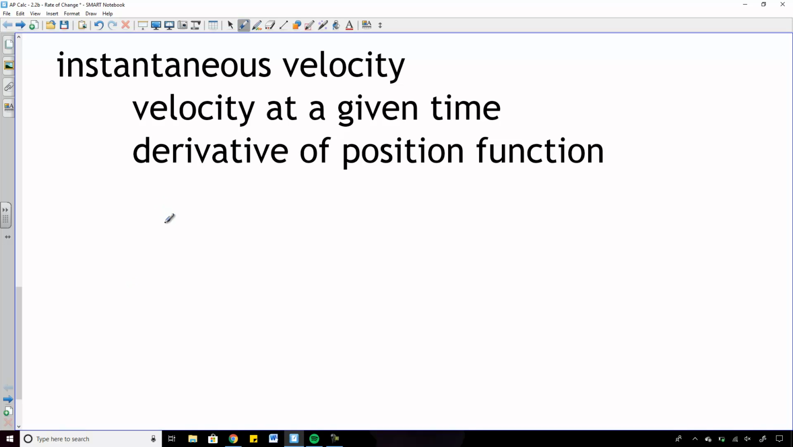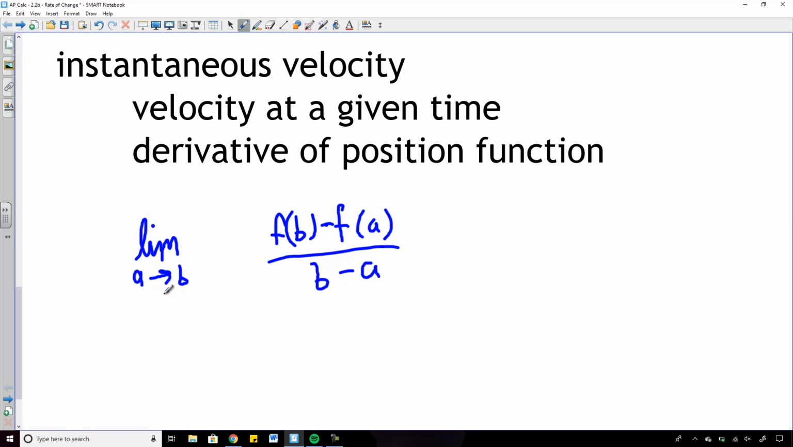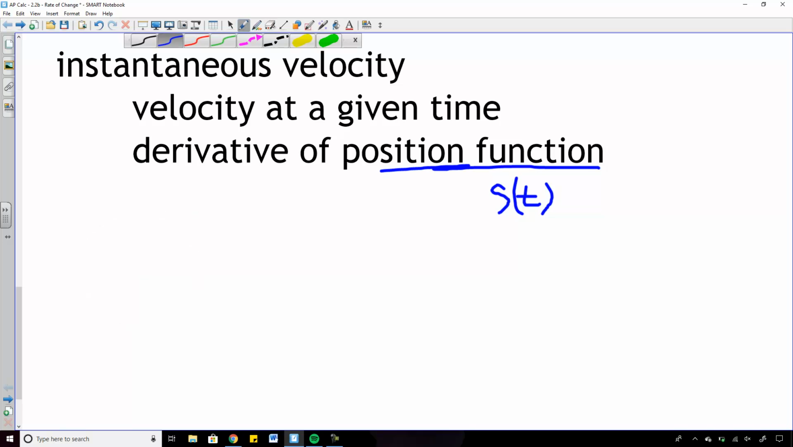So instantaneous velocity is really the limit, okay, as your a goes to your b, of f of b minus f of a. This is all the same thing. I'm just using different notation. And as your a becomes closer to b, you get a 0 on the bottom, right? And what you're going to realize is that if your position is s of t, and by the way, just so you're aware, the position function is s of t, and it's also sometimes x of t, depending on the book and the notation.